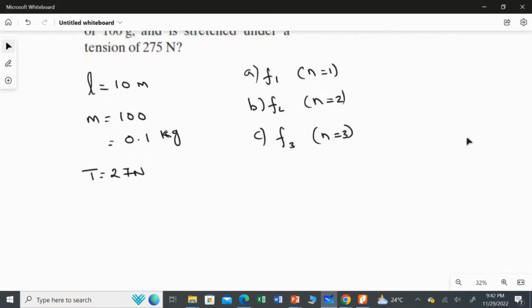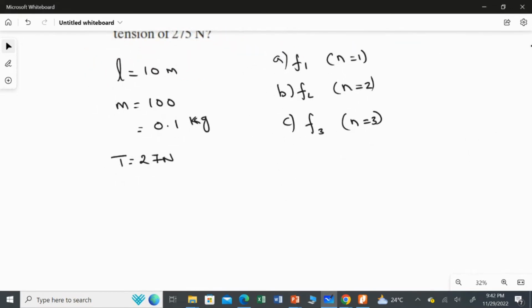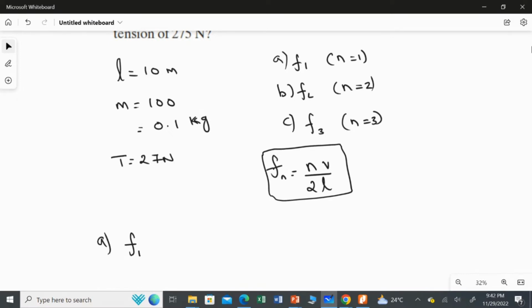As we already know, what is the rule for the frequency? The general formula for the frequency is f_n equals n v over 2L. This is the rule we studied in the theory. So it's very easy. We are simply going to substitute the values to get the frequency. Let's start with the first question: we are going to find the lowest frequency, f1, which is equal to n v over 2L.